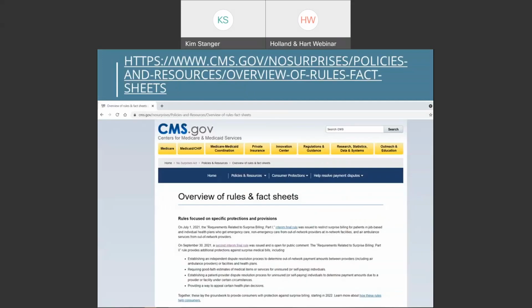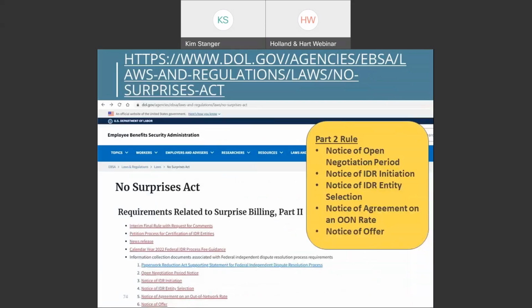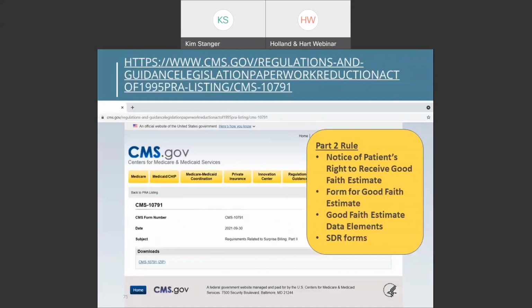As far as additional resources, again, the government has that website where a lot of its forms and guidance is provided. You can go to that. If you haven't done that, you need to do that and see what's available there. It will take you to an additional Department of Labor site that has additional forms on it, including the notice of open negotiation period, the notice of the IDR initiation, the notice of the IDR entity selection, the notice of an agreement on an out-of-network rate, and the notice of an offer.